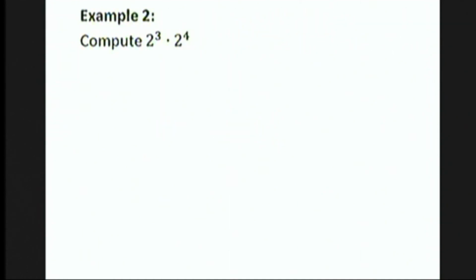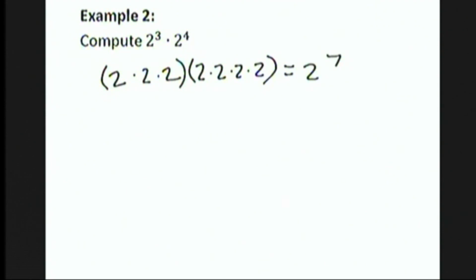Okay, let's look at an example. Let's compute 2 to the third times 2 to the fourth. Well, 2 to the third means multiply 2 times itself 3 times. 2 to the fourth means multiply 2 times itself 4 times. Notice that we're just multiplying 2 times itself 7 times. And when we do that, we get 128.